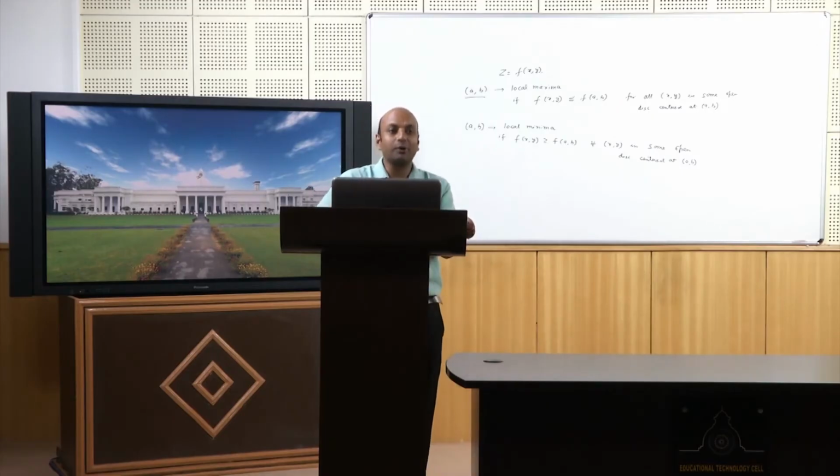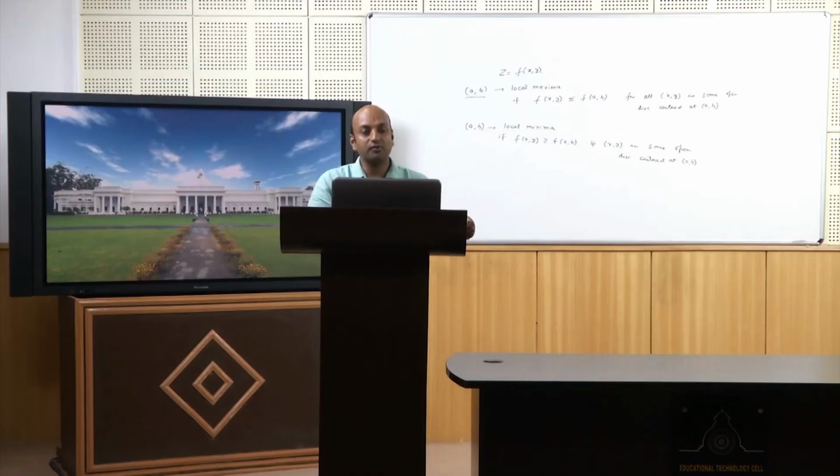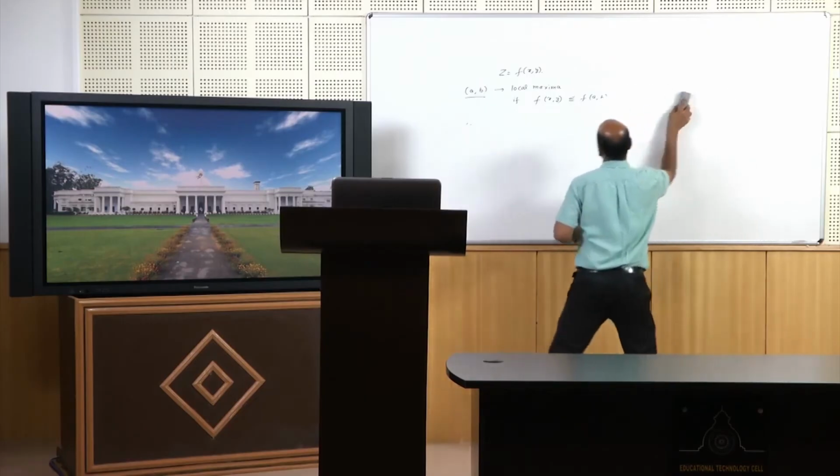Now, next is saddle point. A differentiable function f(x,y) has a saddle point at a critical point (a,b) if in every open disk centered at (a,b) there are points (x,y) where f(x,y) is greater than f(a,b) and points (x,y) where f(x,y) is less than f(a,b). This point is called a saddle point of the surface. So, in order to understand saddle point, let us discuss this example.